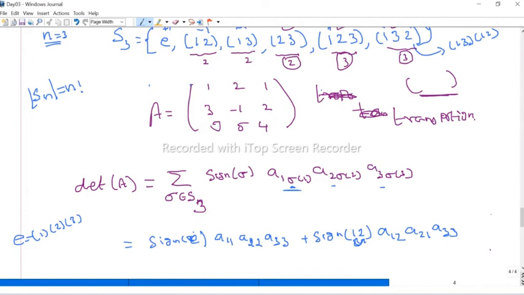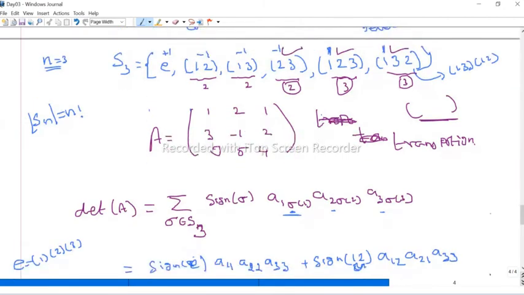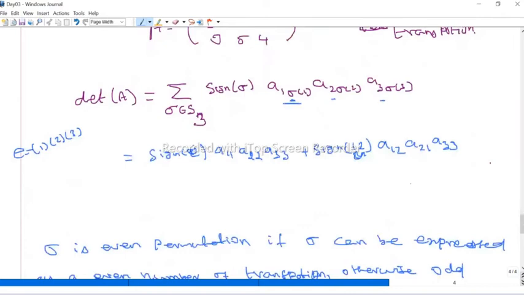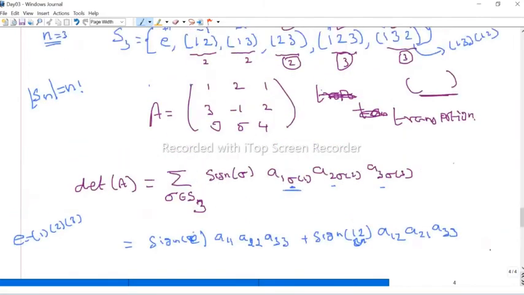Now we take 1 3. Here, what is A11? Usually this position in the matrix is the A11 position. This position is A12. This position is A13, first row, third column. This position is called A21, this is A22, and this is A23. And so on. This 0 is A31, this 5 is A32, and this 4 is the A33 position.